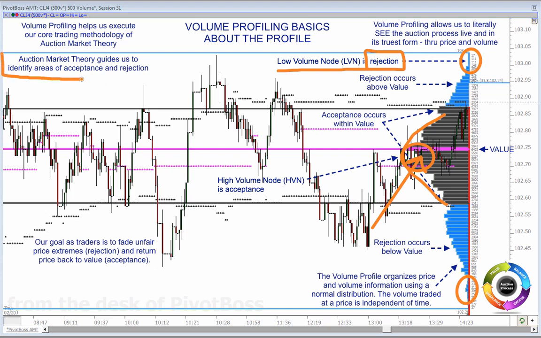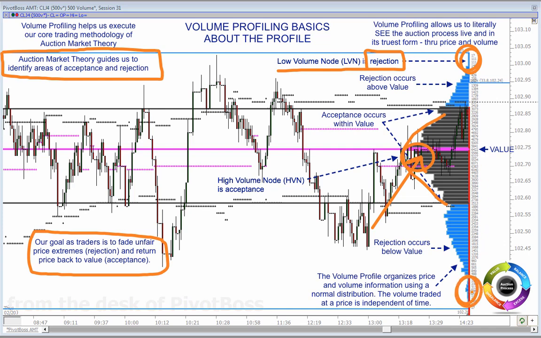Remember, auction market theory guides us to identify areas of acceptance and rejection. And our goal is to fade unfair price extremes, which is rejection. And where's rejection? At a low volume node. And then our goal is to return price back to value, because that's where everyone wants it.